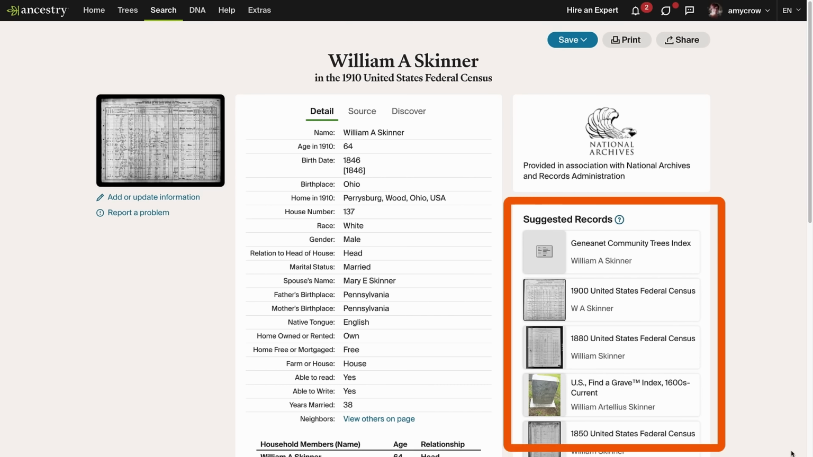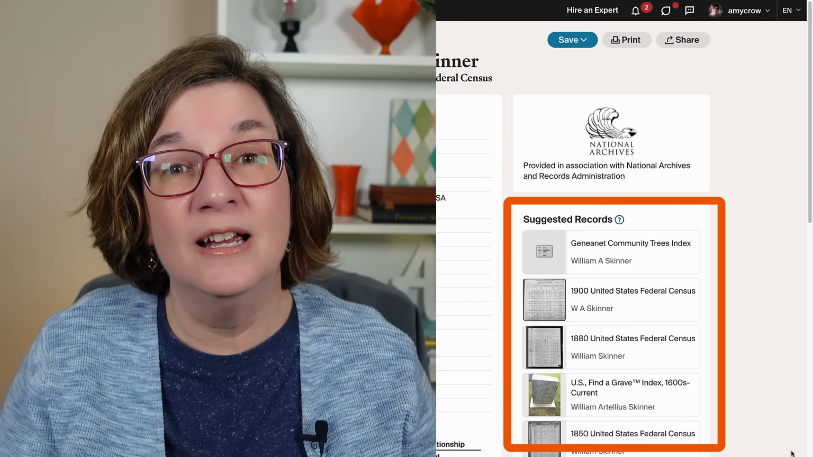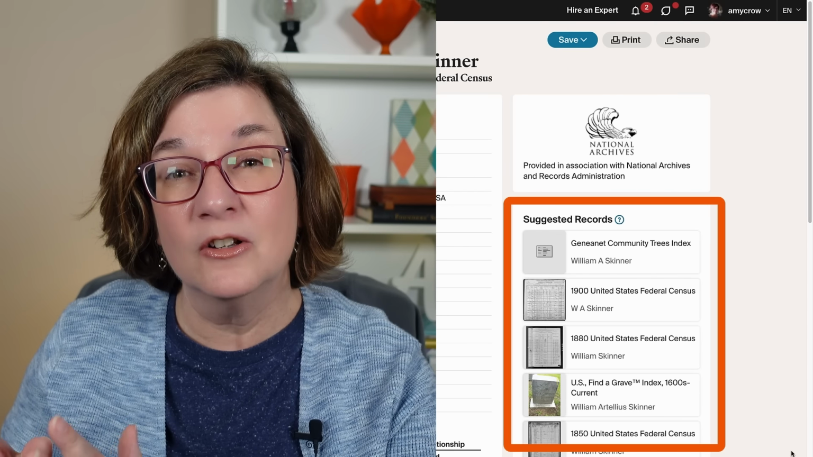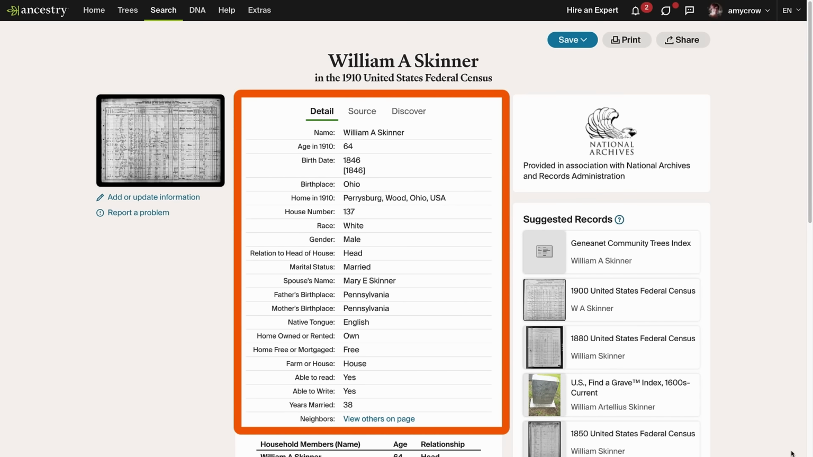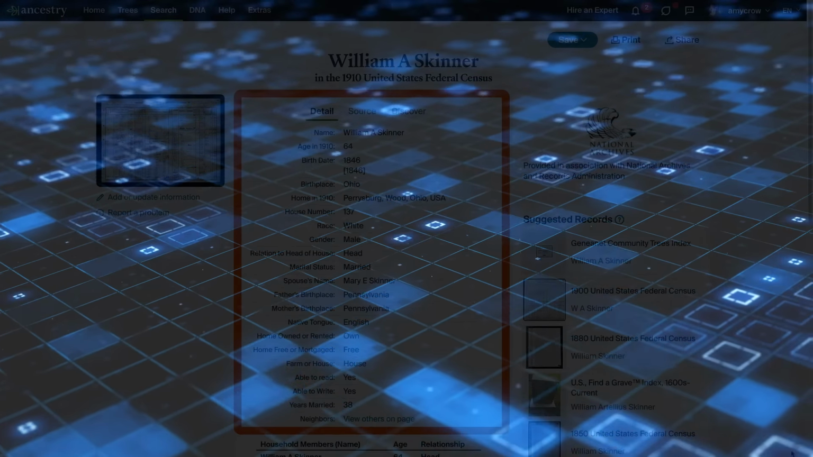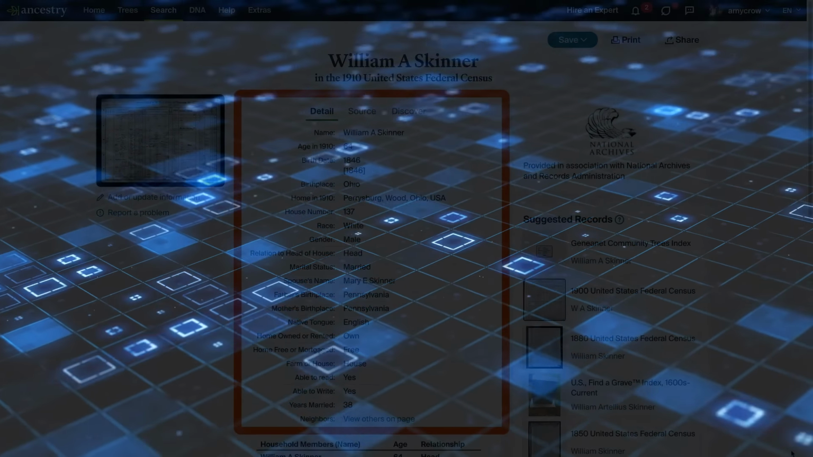Over on the right-hand side, you'll see this section called Suggested Records. Suggested Records is the feature I was talking about that can either lead to wonderful discoveries or can make a mess of your tree. Well, what are suggested records? They're not quite the same as the Ancestry hints. How Ancestry generates what they call the suggested records is by taking the information that they have indexed from this record that we're looking at and comparing it to other records that they have on the site and finding other records that have the same or similar information.